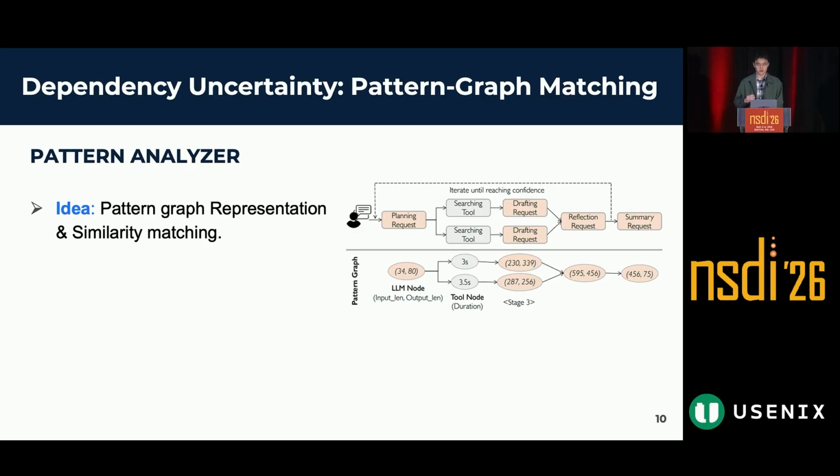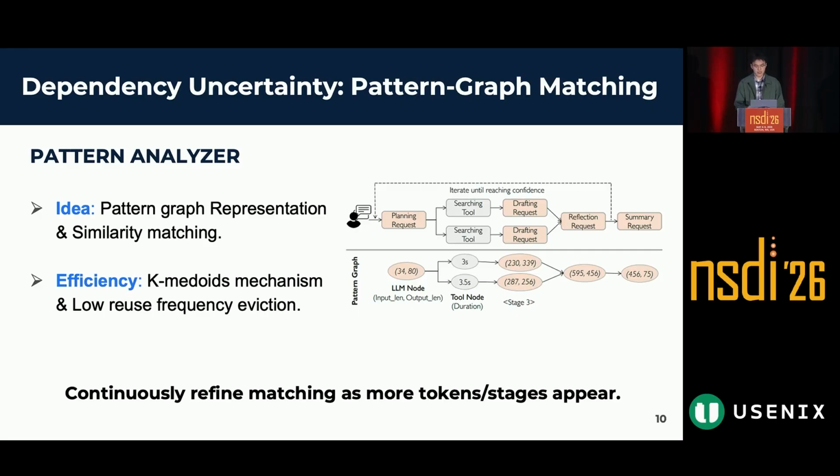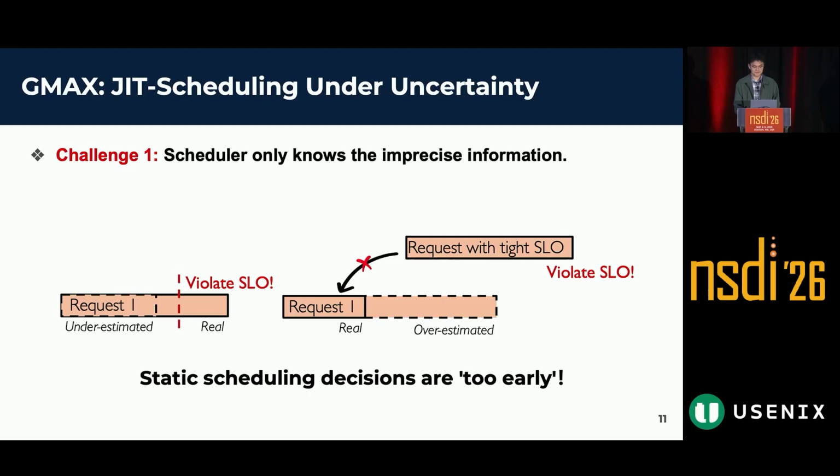The core idea is to represent execution histories as pattern graphs, where LLM nodes are annotated with input and output lengths, while tool nodes are annotated with their execution durations, and match the incoming request to the closest historical patterns through similarity matching. To keep this efficient, we use K-means clustering to compress patterns, and we also evict the low-use ones. As the request executes and more stages appear, we continuously refine these matchings, so our DAG estimate also sharpens over time. Together with our QRF, this gives JITServe a complete view of request uncertainty.